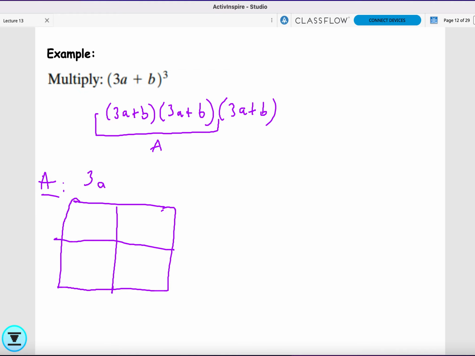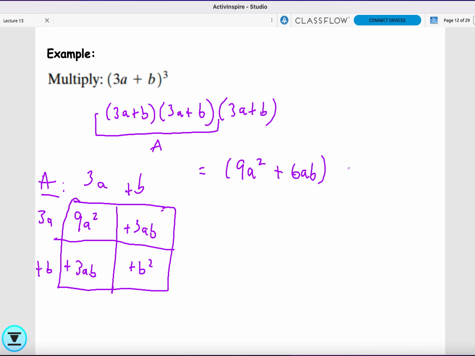So it'll be 3a plus b, 3a plus b. 3a times 3a is 9a squared. 3a times b is 3ab, plus 3ab, plus b squared. This simplifies to 9a squared plus 6ab plus b squared. And we're going to multiply that by 3a plus b again.